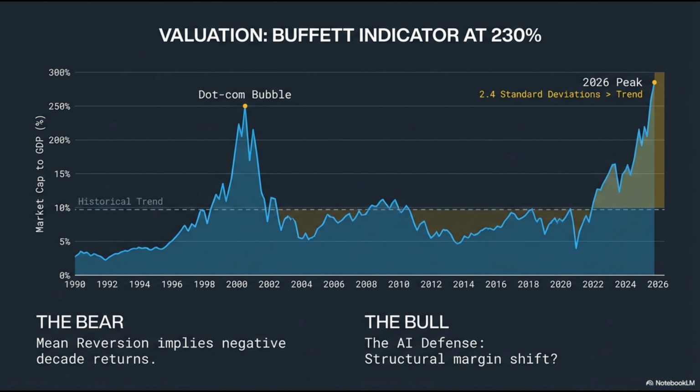Next, the elephant in the room, valuation. The Buffett indicator is at 230%. That's 2.4 standard deviations above the historical trend. It's higher than the dot-com bubble. The bears say mean reversion guarantees a lost decade of returns. The bulls argue that AI has structurally shifted profit margins, justifying higher multiples. Caution is the key word here.